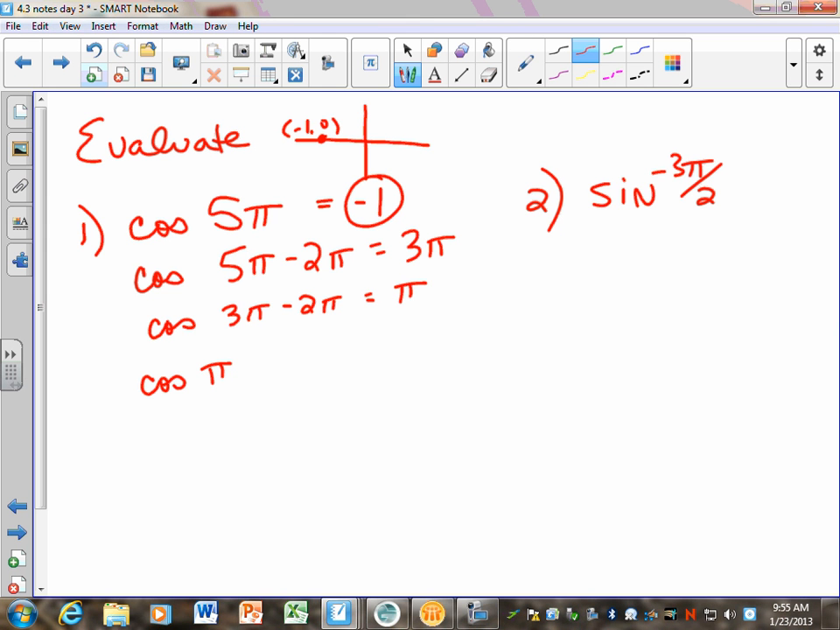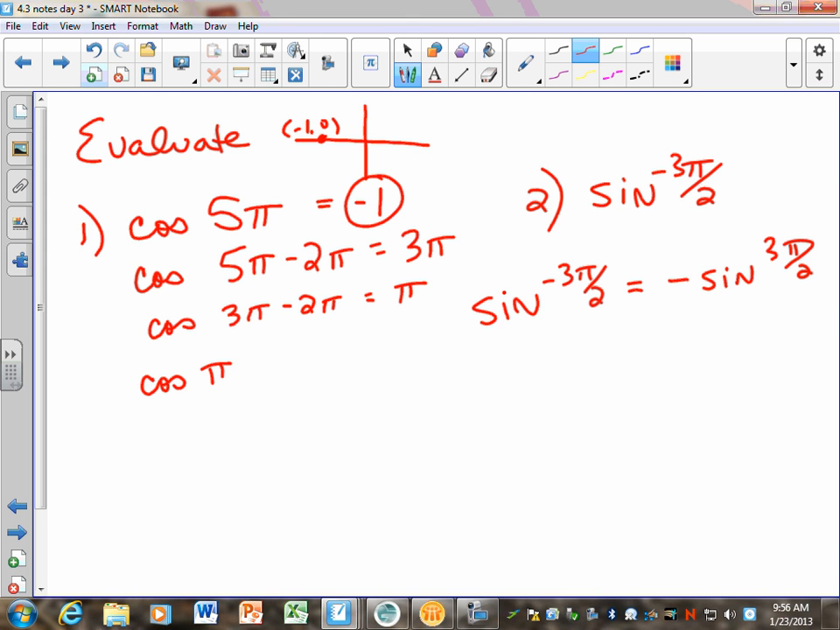What else could I do that we learned today? We could use the even and odd function thing. Is sine even or is sine odd? Which means I could say that the sine of -3 pi halves is the same as the negative sine of 3 pi halves, right? If you go back and look how we wrote that out, if you have the sine of a negative angle, it's equal to the negative of the positive angle. And that's how you can use those even and odd functions.